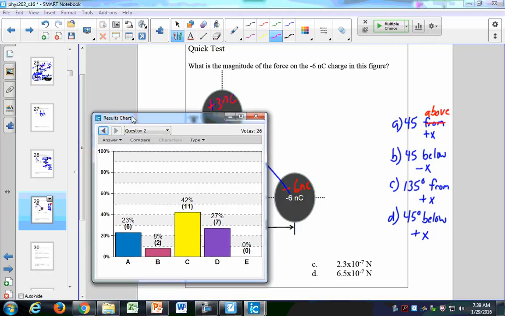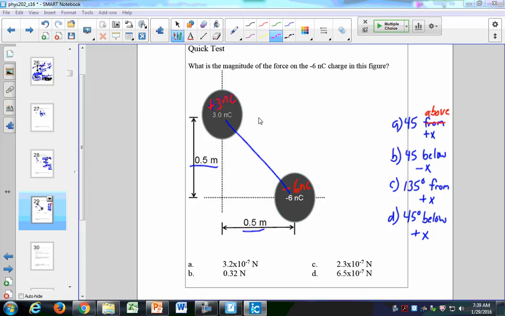Okay, let's see, we're sort of spread out, but C is the right answer. You need to know how to pick out the directions. You will have a 2D vector problem, okay, guys? And it will be more difficult than this, more like what we've been doing, but make sure that you can do vectors in 2D.